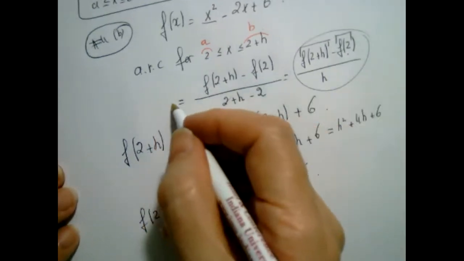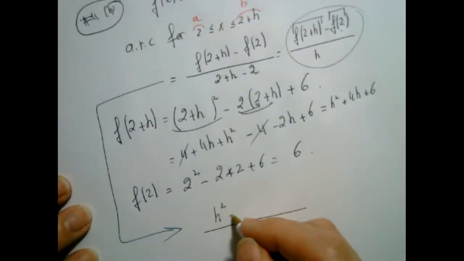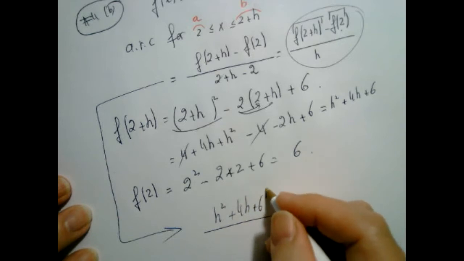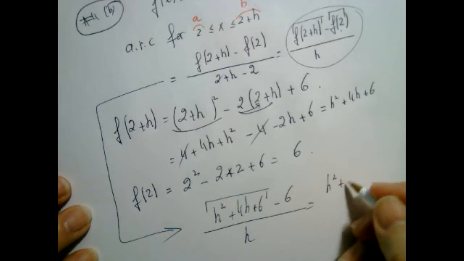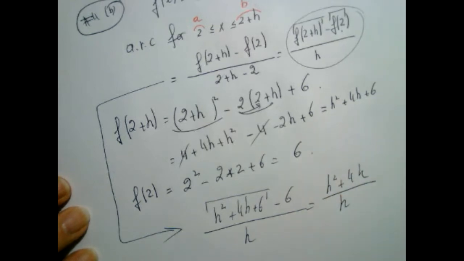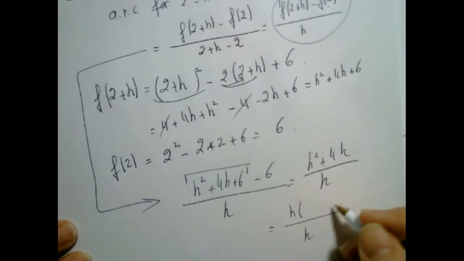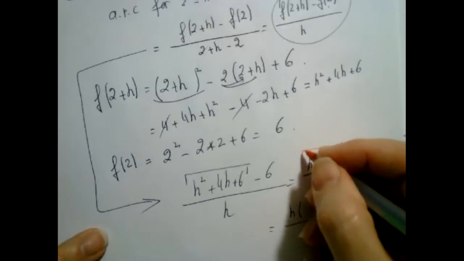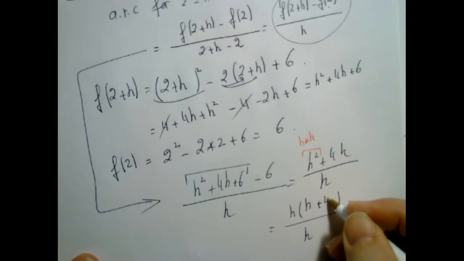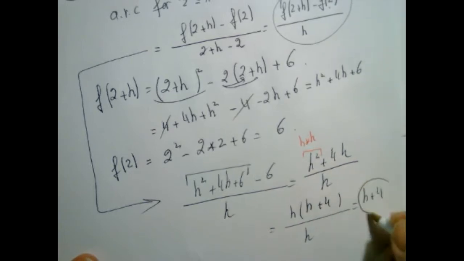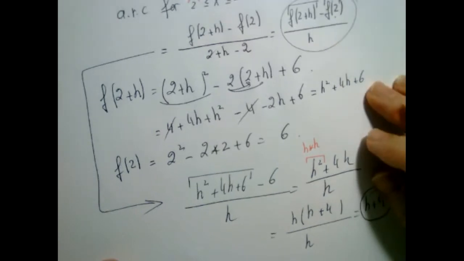Now, once I have evaluated every term, I go back to the average. So the average is going to be h squared plus 4h plus 6 minus the 6, over h. The plus 6 and minus 6 cancel each other out, over h. And at this stage, we can factor out the h, because h squared is h times h. If I factor out the h, I will be left with 1 here, and 4 here, which leaves me with h plus 4. Okay? So that's the mechanical part of it.